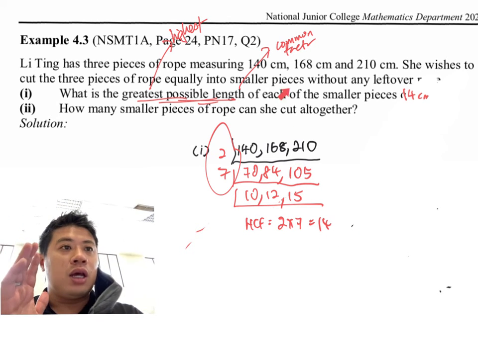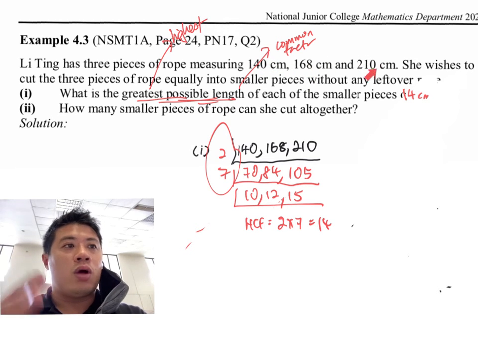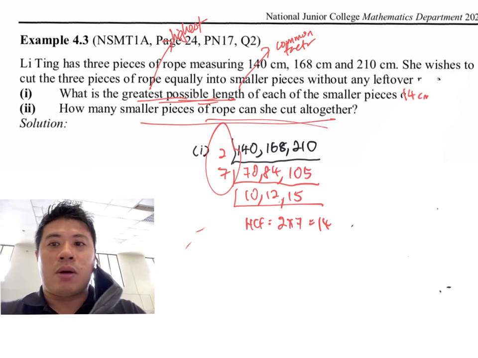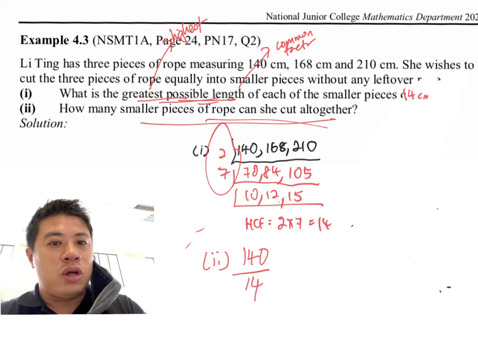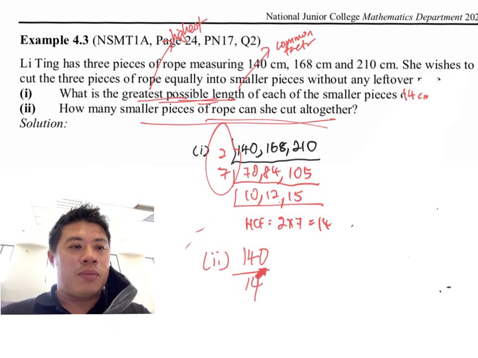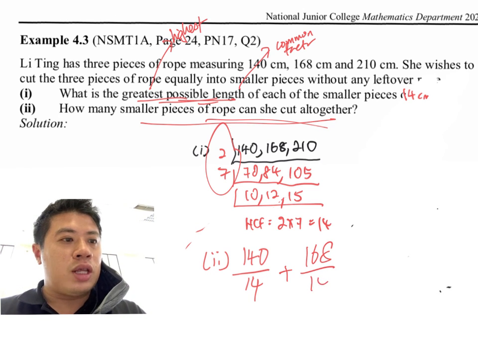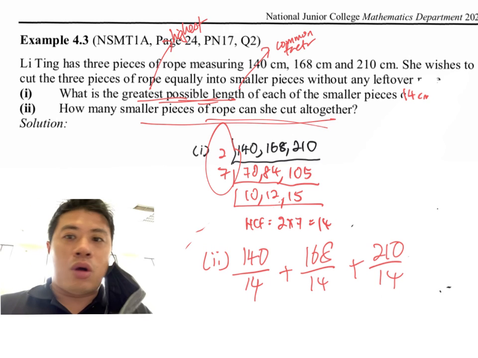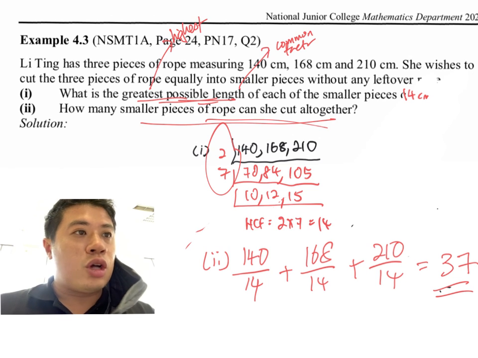So I'm cutting 140 into pieces of 14 cm, 168 into pieces of 14 cm, 210 into pieces of 14 cm. So how many smaller pieces of rope can I cut altogether? If the first rope is 140, you're going to cut it into pieces of length 14 cm, so the number of pieces you get is 140 divided by 14. The second rope, 168, you cut into 14. Again, that's the number of pieces. 210, you cut into pieces of 14 cm, that's the number of pieces that you'll get. So all in all, if you calculate this, you're going to get 37. There'll be 37 pieces of rope, each of length 14 cm.